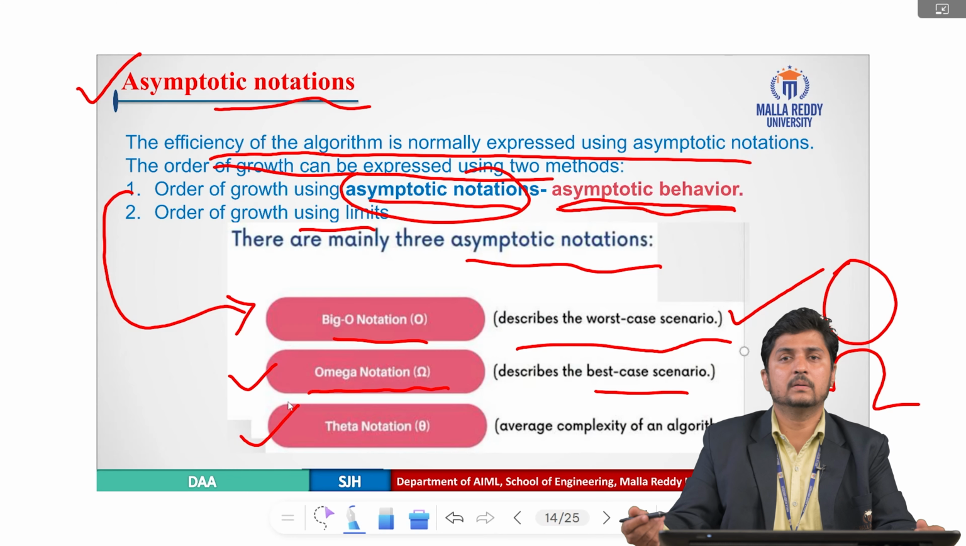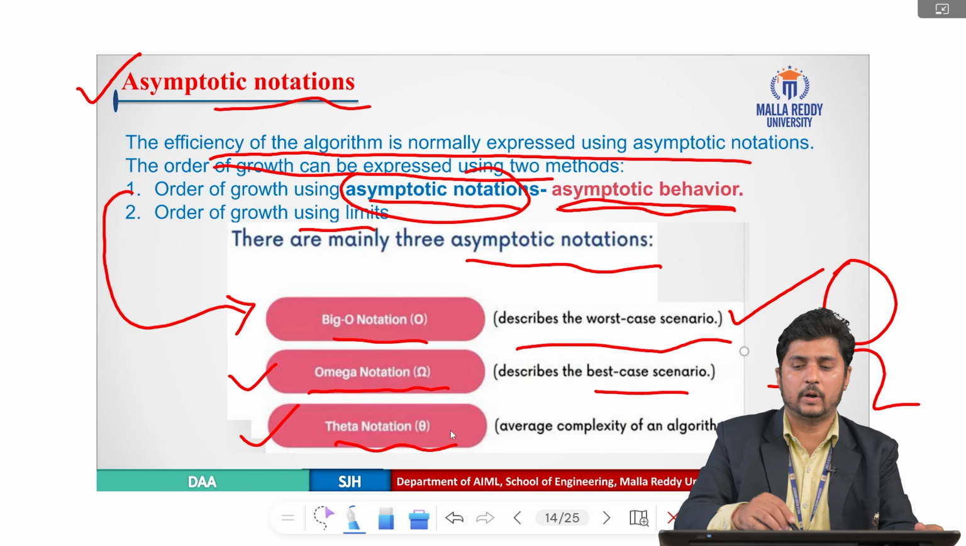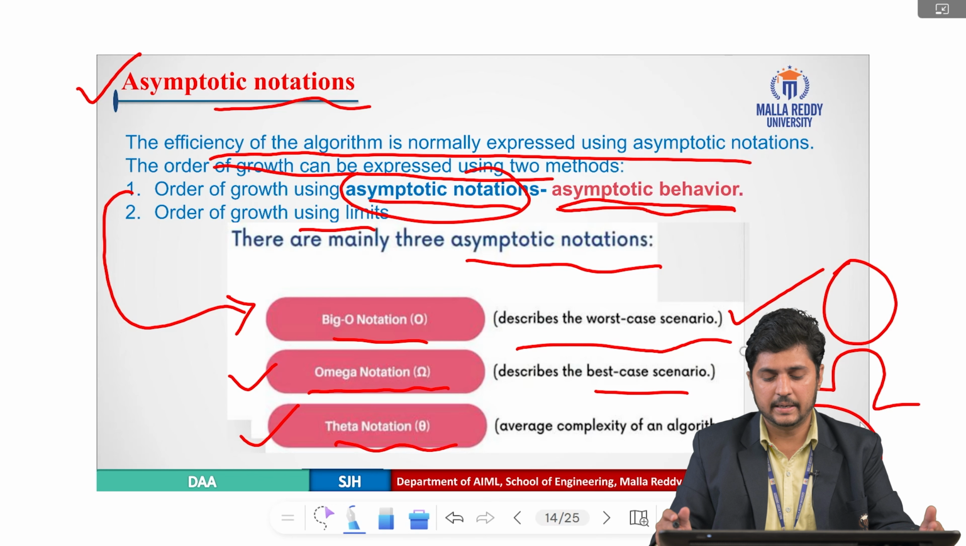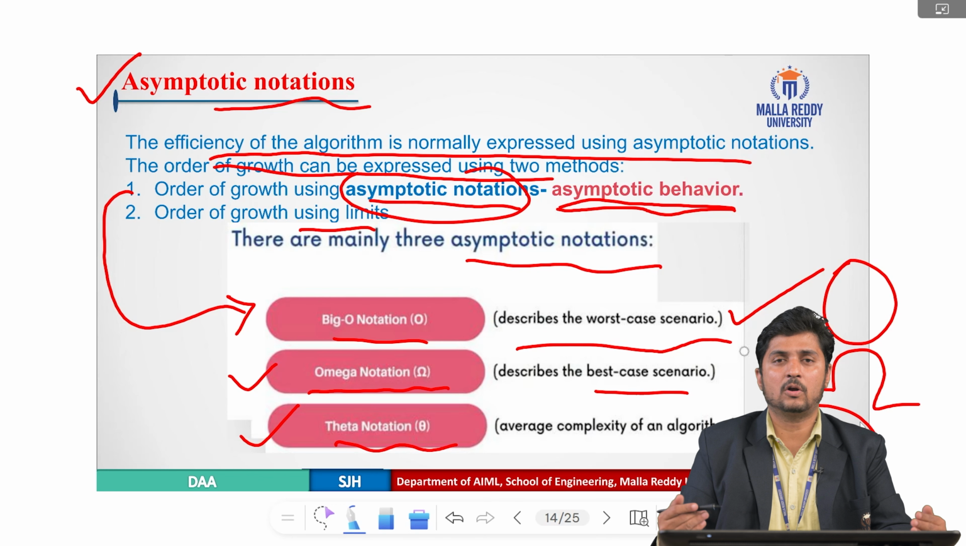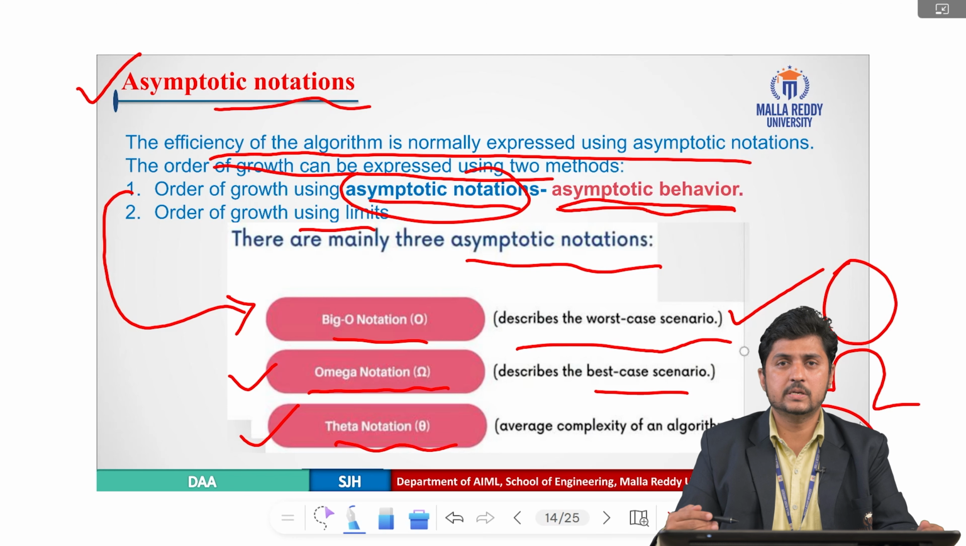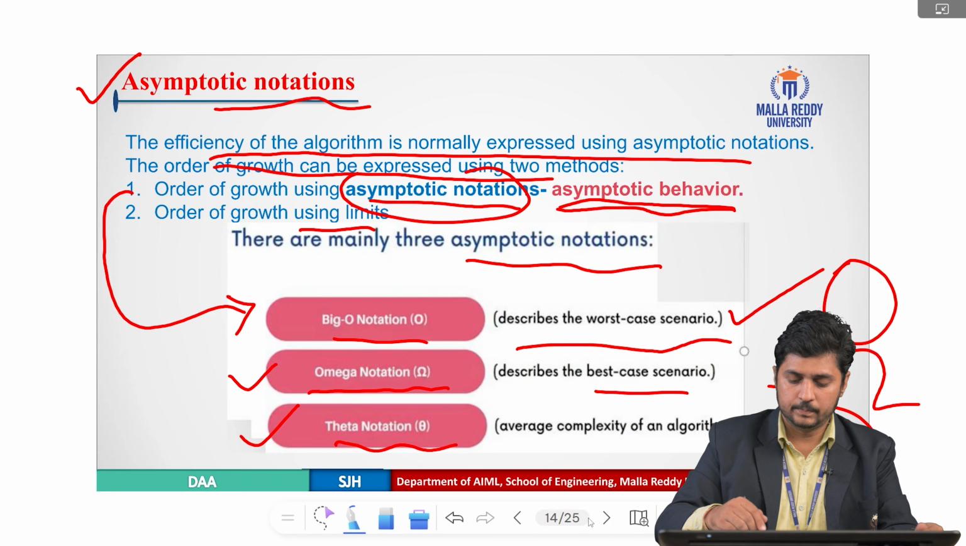Then the third one, between the worst and best, is the big theta notation, which is meant for representing the average case or the average complexity of any algorithm. So these are the three basic asymptotic notations we use to express the time complexity, or the efficiency in terms of order of growth.